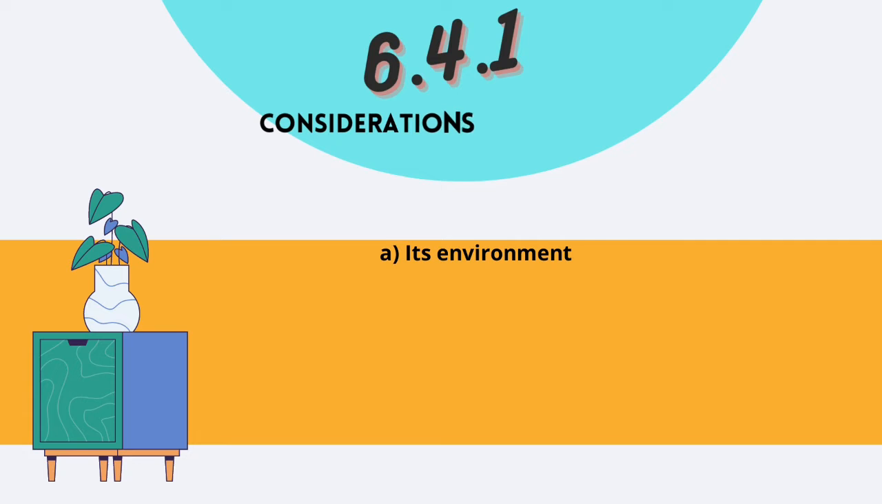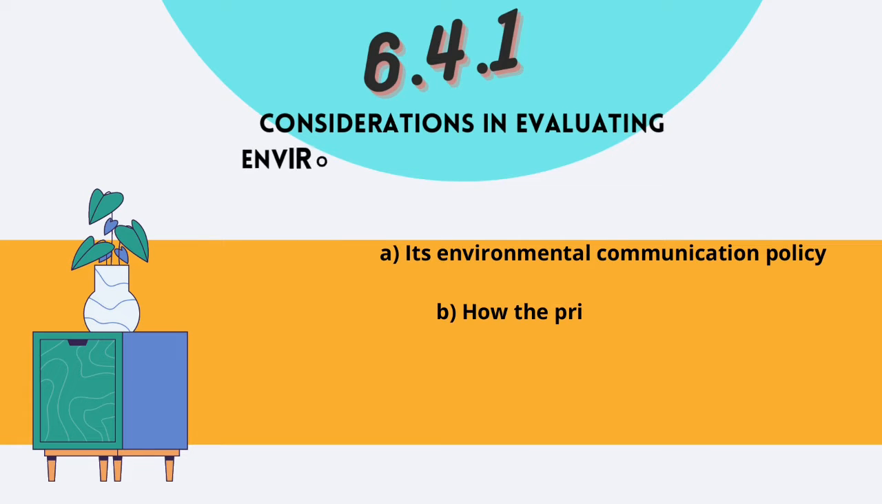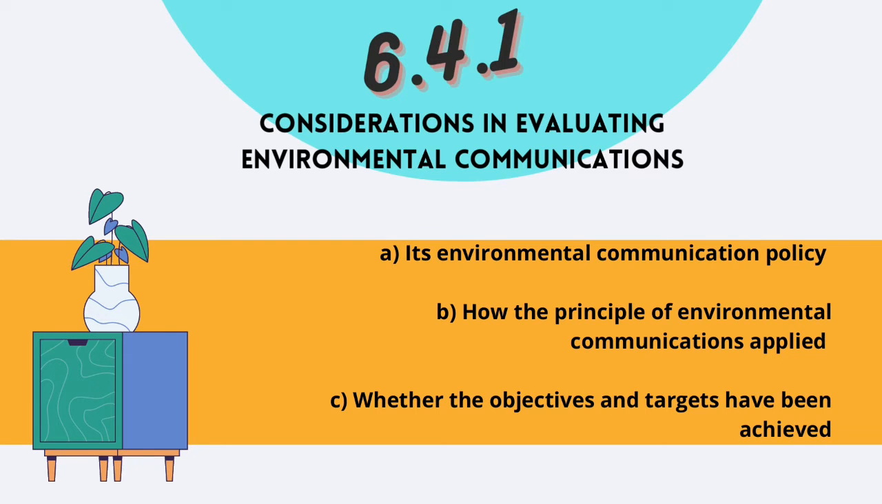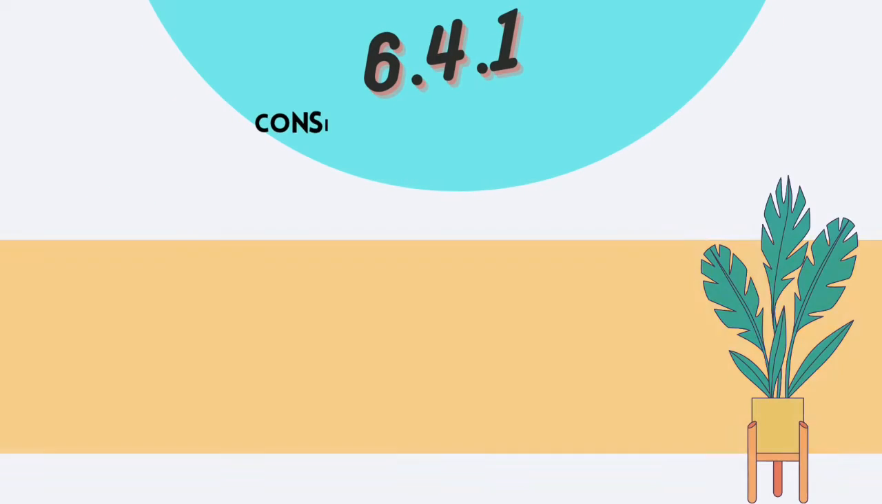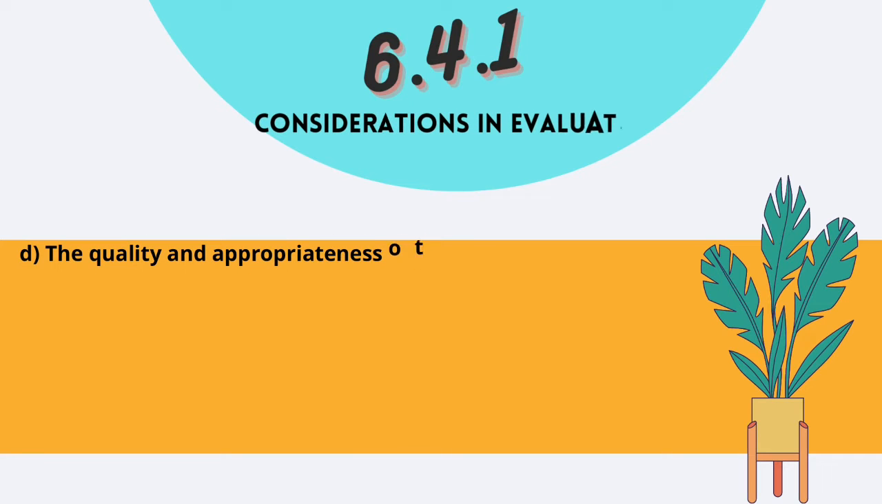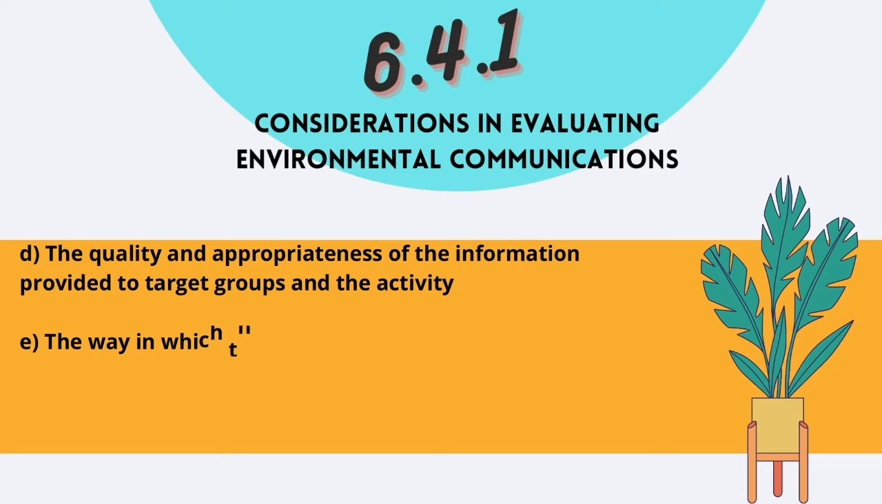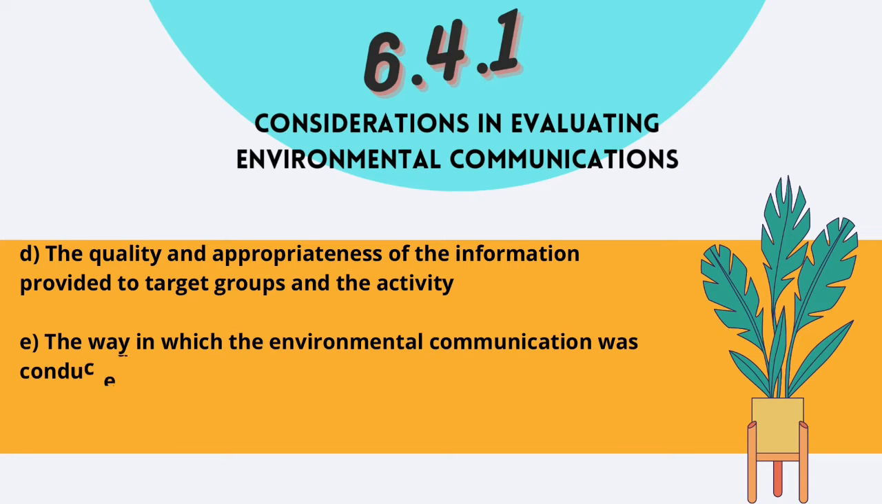A. Its environmental communication policy. B. How the principle of environmental communications is applied. C. Whether the objectives and targets have been achieved. D. The quality and appropriateness of the information provided to target groups and the activities. E. The way in which the environmental communication was conducted. F. The responses of the targeted groups.